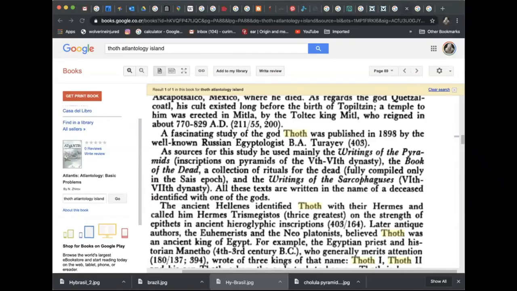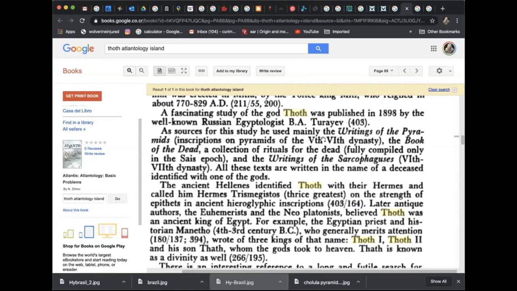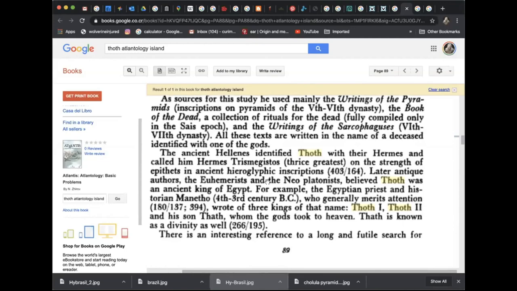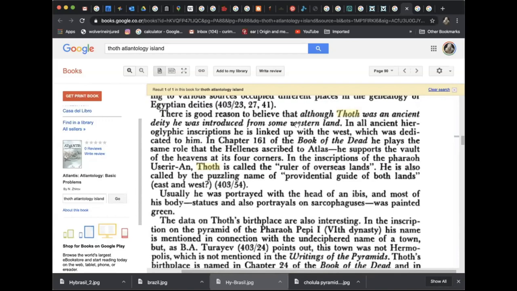So here, a fascinating study of the god Thoth was published in 1898 by the well-known Russian Egyptologist B.A. Turayev. As sources for his study, he used mainly the writings of the pyramids, inscriptions on pyramids of the 5th and 6th dynasty, the Book of the Dead, a collection of rituals for the dead, fully compiled only in the Saite epoch, and the writings of the sarcophaguses of the 6th and 7th dynasty. All these texts are written in the name of a deceased identified with one of the gods. All right, so then it explains a little bit about Thoth, who he was, and he was Hermes and all that. All right, we know that. There is good reason to believe that although Thoth was an ancient deity, he was introduced from some Western land.